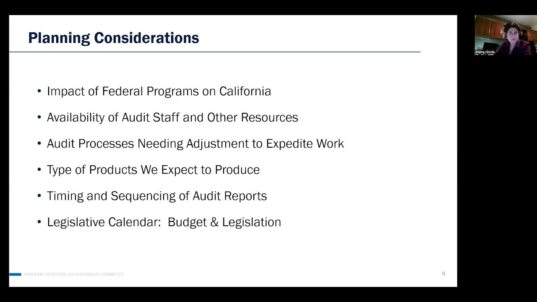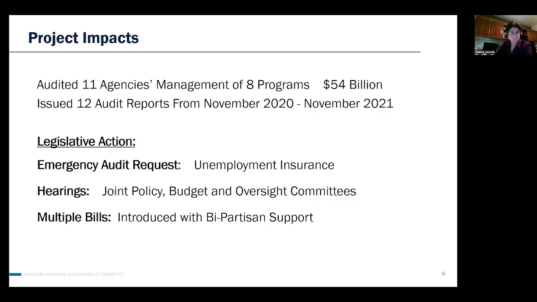It's too late. Same thing with legislation. There's a legislative calendar for when bills have to be introduced, when they have to make it out of certain committees, when they need to get to the governor. If there's going to be urgency legislation, we needed to get the information to the legislature timely so that they could take the steps they needed to take to assist California in responding to the pandemic.